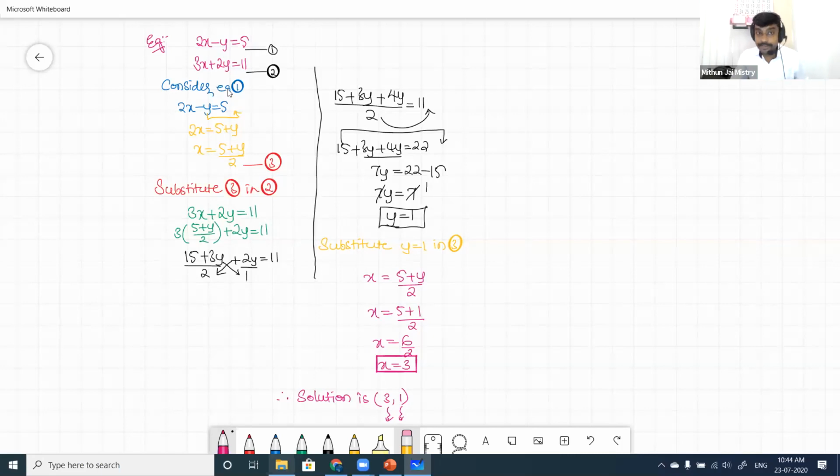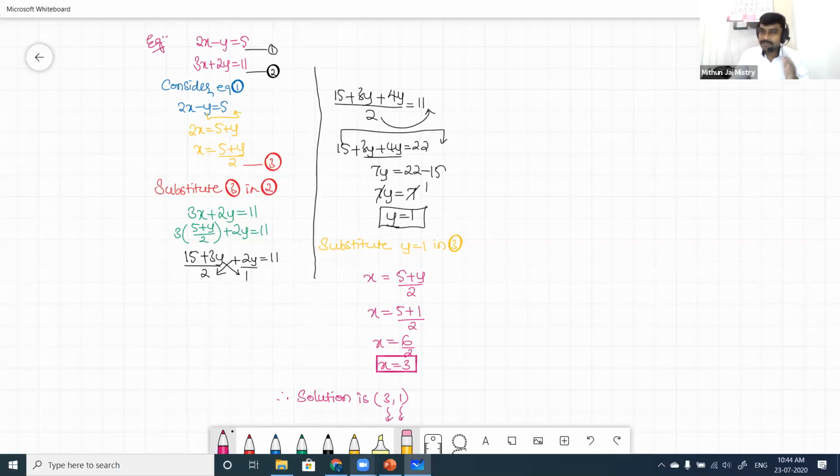Whatever you consider, you will express one variable in terms of the other. Now that should be substituted in the other equation, the one which you did not consider. That is important. I hope everybody is clear with the substitution method. This is what I call the substitution method.